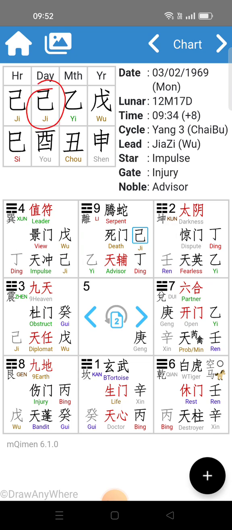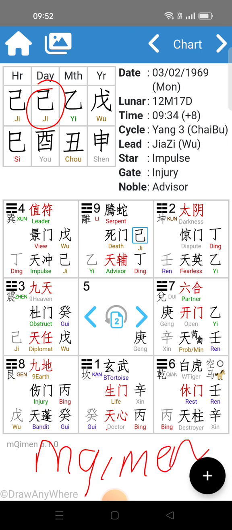If you do not know how to create this chart, you can go to the app itself. You go to Qi Men and download it, do the setting, and then you'll be able to input the date and time of your chart, and then you're able to plot out something similar to this.